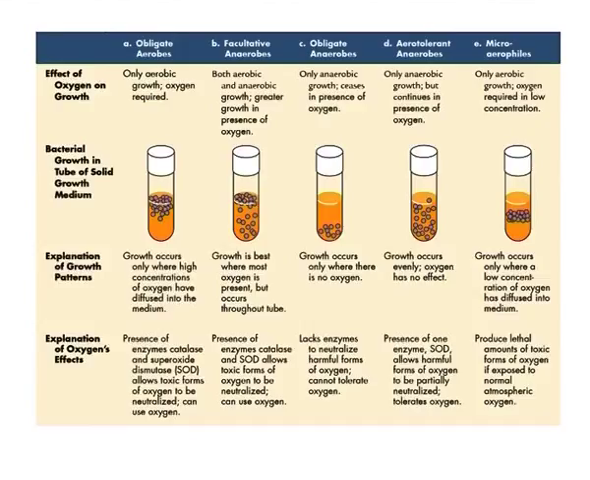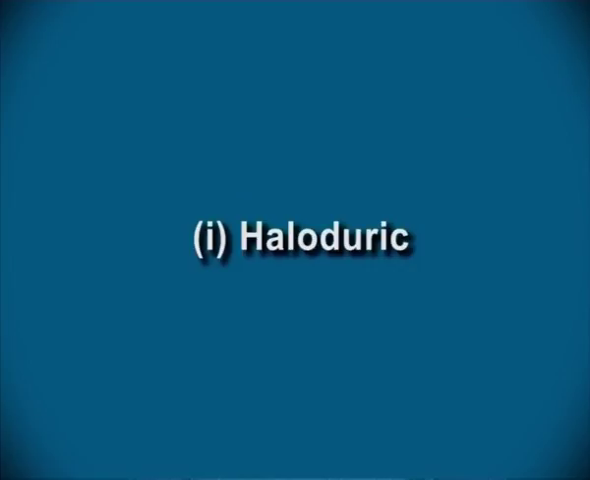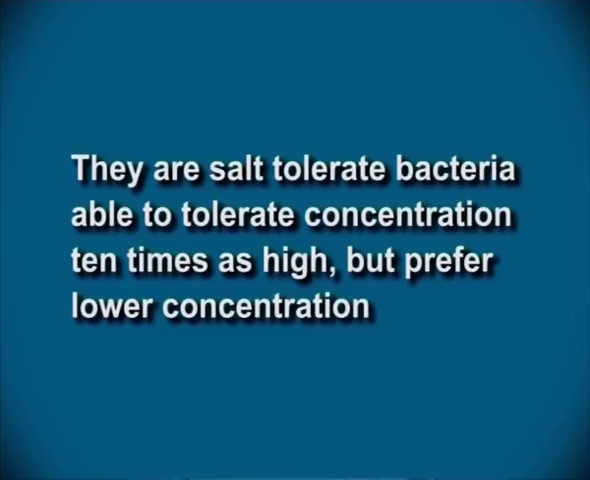The effect of osmotic pressure on microorganisms. Osmosis is the diffusion of water across a semi-permeable membrane from a less concentrated solution to a more concentrated one, equalizing concentrations. The pressure required to make this happen is called the osmotic pressure. Microorganisms able to tolerate sodium chloride concentrations of between 0.5 to 3% are classified as osmotolerant microbes. Haloduric. They are salt-tolerant bacteria able to tolerate concentrations 10 times as high, but they prefer lower concentrations.